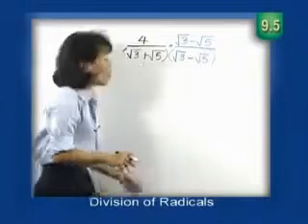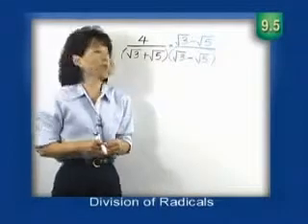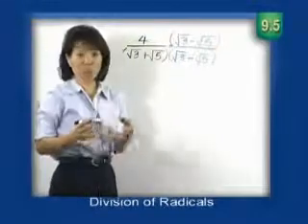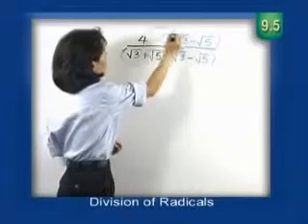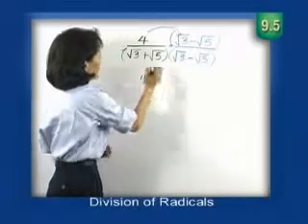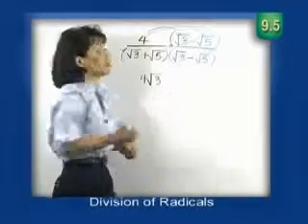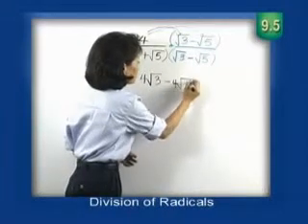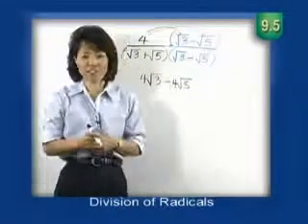We're going to have to incorporate a couple of different properties we've used in the past. First of all, in the numerator, we're going to have to use our distributive property. So here we get 4 root 3. Here, when we distribute, we get minus 4 times the square root of 5. So far, so good?